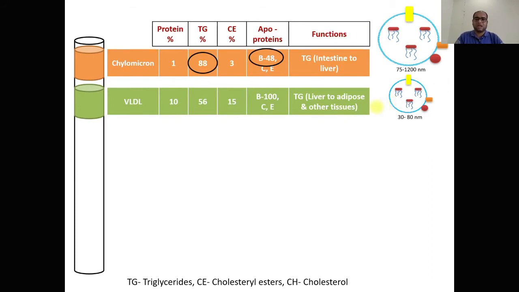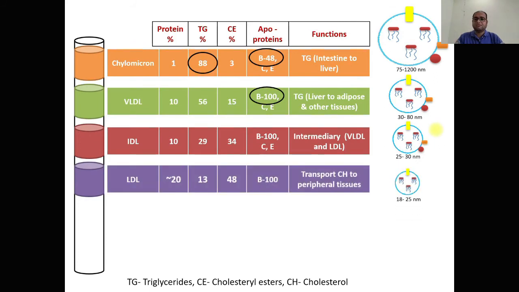Here your apoprotein is different, that is B100. Then comes the IDL, which has 10% protein and 34% cholesterol esters, and is also called intermediate, in between VLDL and LDL. Then comes the LDL, which has around 20% protein, and cholesterol esters are a little bit higher. You can see here the size gets reduced. Basically, their density is increasing in the process.